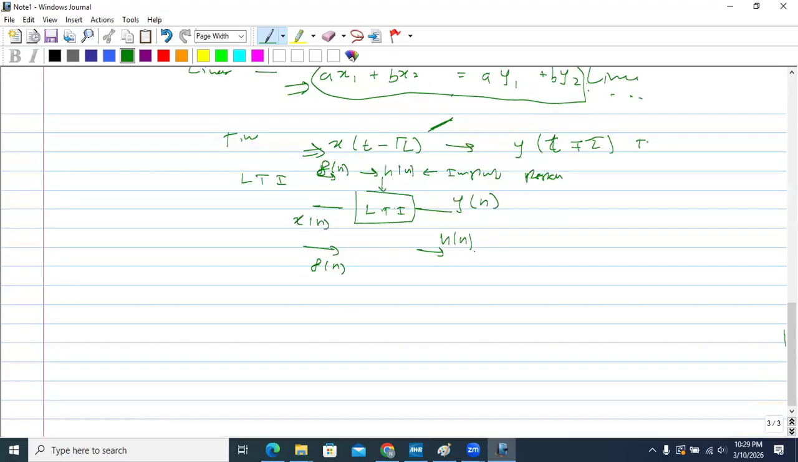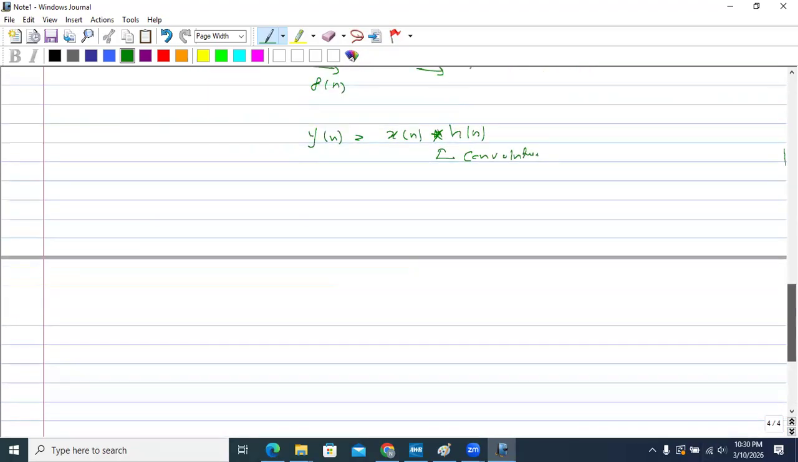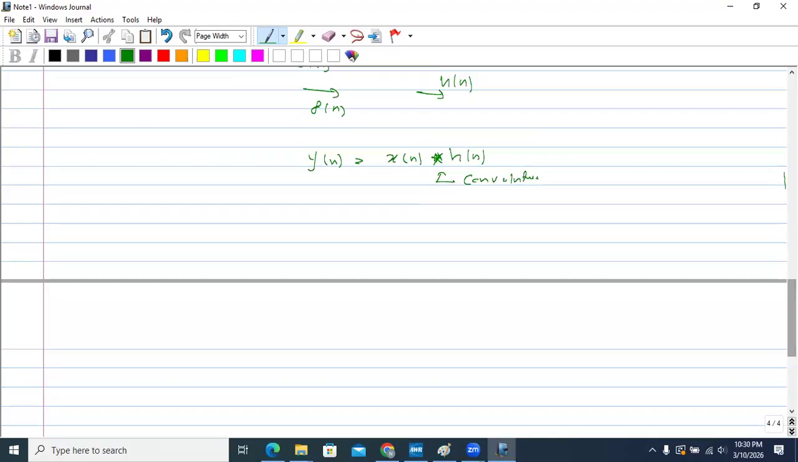For a linear time invariant system, output is equal to input convolved with hn. So this is the convolution. This is not a normal multiplication. This is a convolution. Calculating convolution is somewhat difficult. But there is another way to calculate this yn.